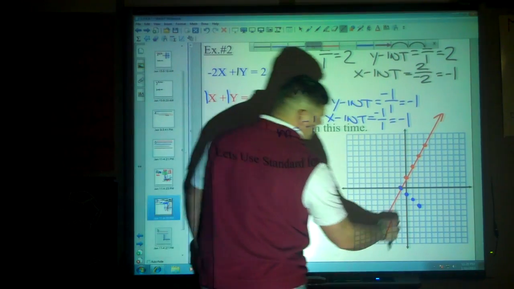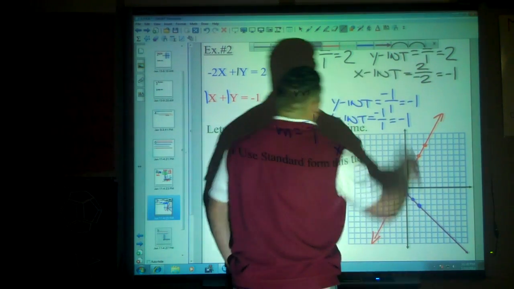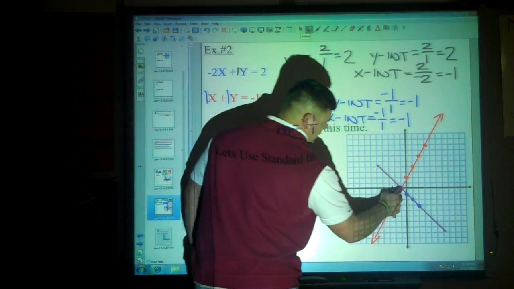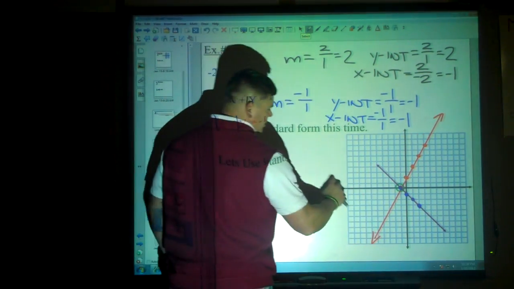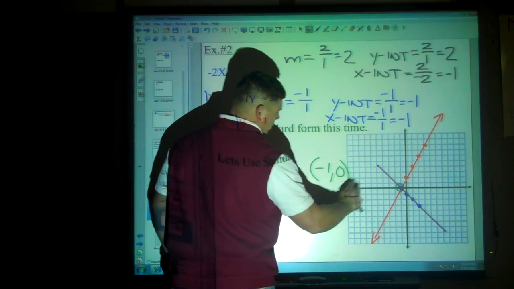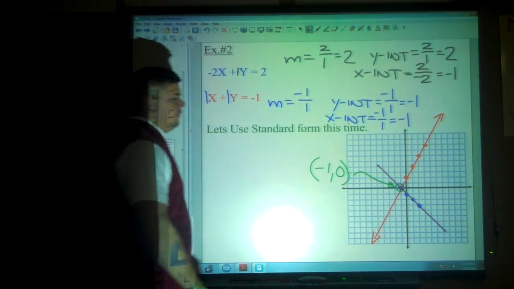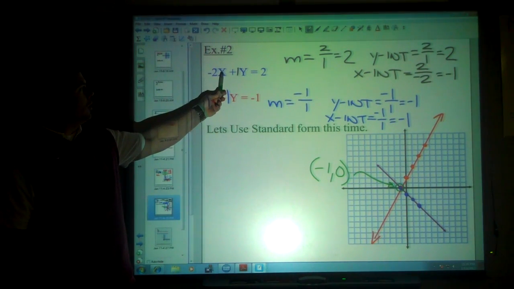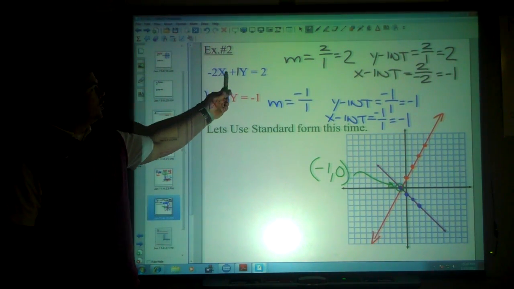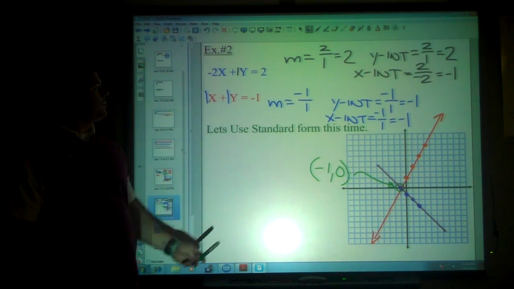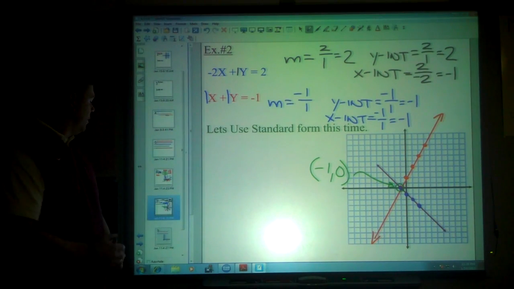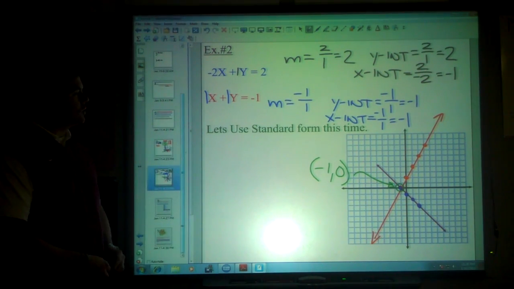But now we can definitely see where they appear to be crossing is right here. And I believe that coordinate is negative 1, 0. I'm looking for the coordinate where they cross. Try it out. Negative 2 times negative 1 is positive 2. And positive 2 plus 0 is still positive 2. Negative 1 plus 0 is negative 1. It works in both of them, therefore it must be the correct answer.